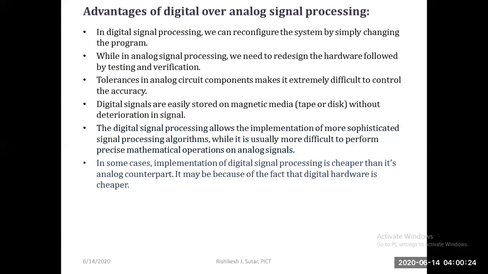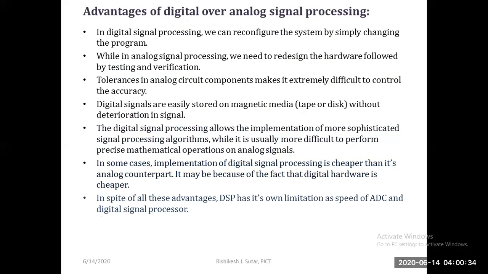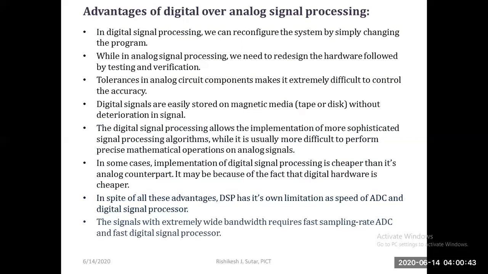In some cases, implementation of digital signal processing is cheaper than its analog counterpart, and that is because of the cheaper digital hardware. In spite of all these advantages, DSP has its own limitation of speed of A to D converter and digital signal processing. The signals which have extremely wide bandwidth require the faster sampling rate ADC and fast digital signal processors.